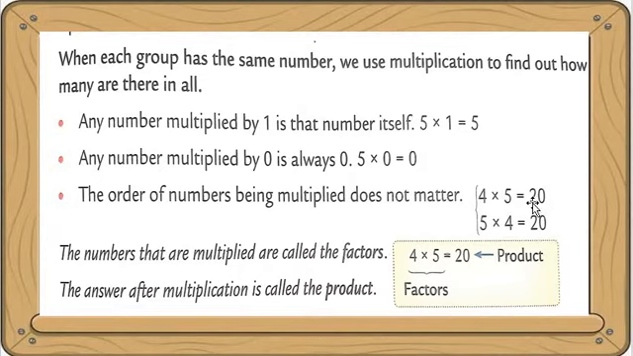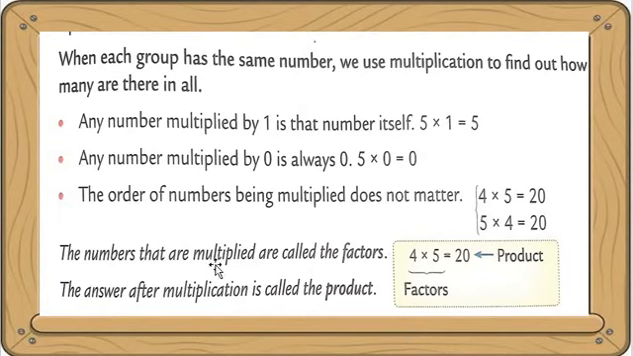Understood? 5 fours are 20 and 4 fives are 20. Both give the same answer. The only difference is the factors. Here 4 and here 5, and here 5 and here 4, but the answer is the same.